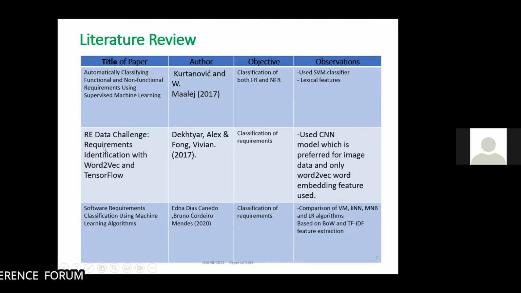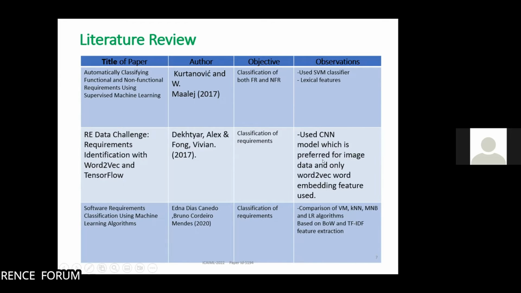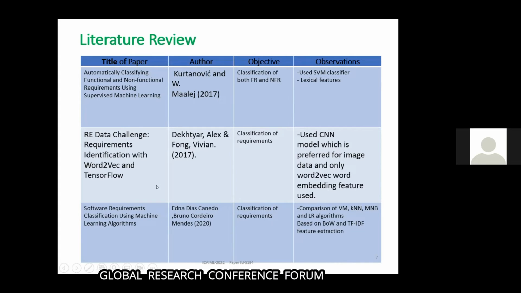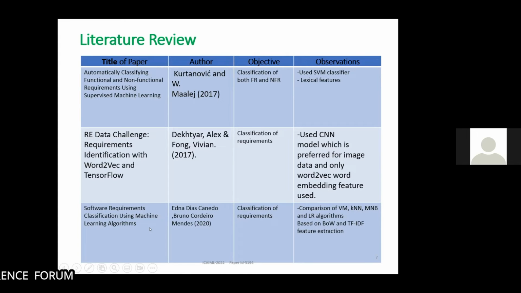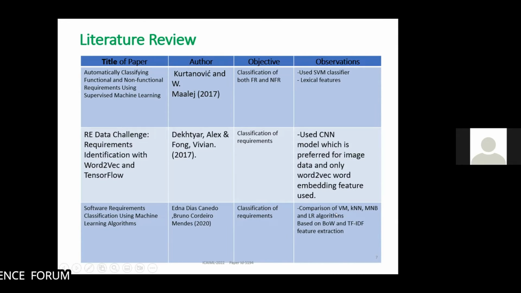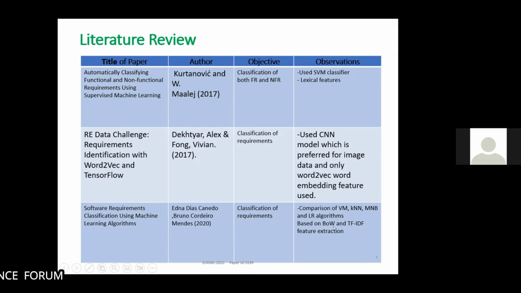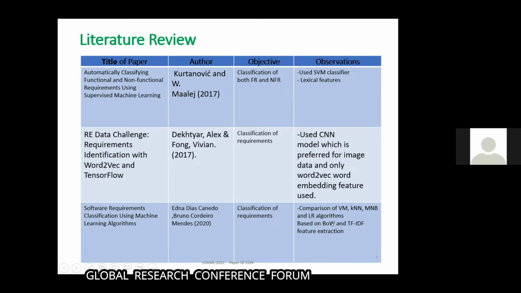In the second one, requirement identification, they have identified specific features like word2vec and TensorFlow. They are using the CNN model, which is mainly preferred in image processing data. So this is about the classification of the requirement. The third paper is again used for the classification. They are comparing the support vector machine, KNN, MNB, and LR algorithms. They are also extracting BOW and TF-IDF, but here the set of algorithms is different from our set of machine learning algorithms.